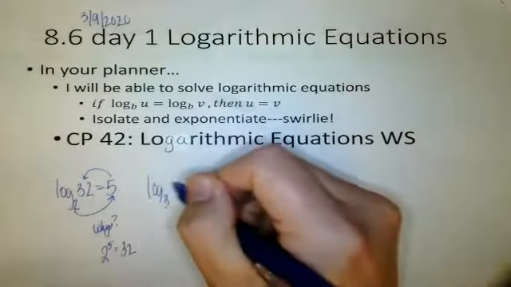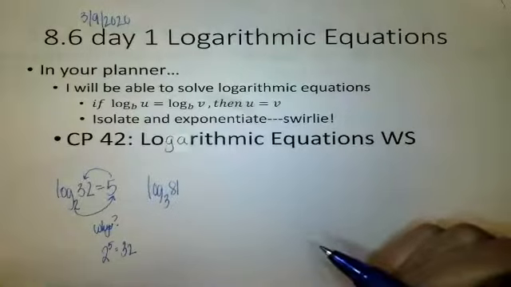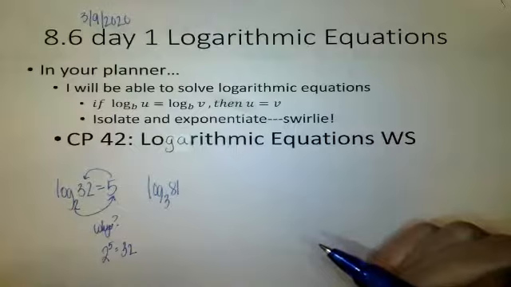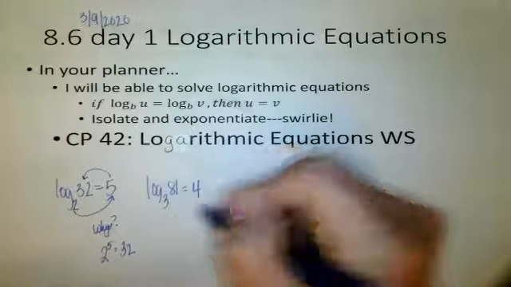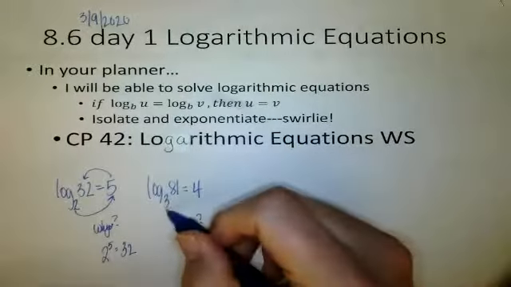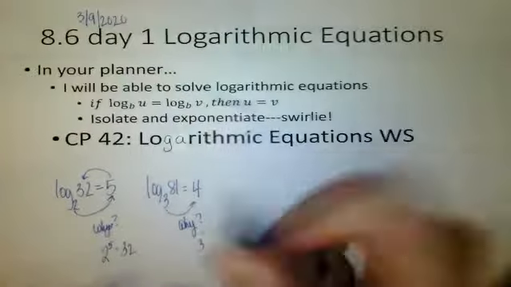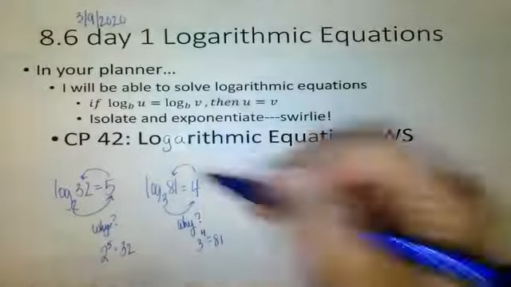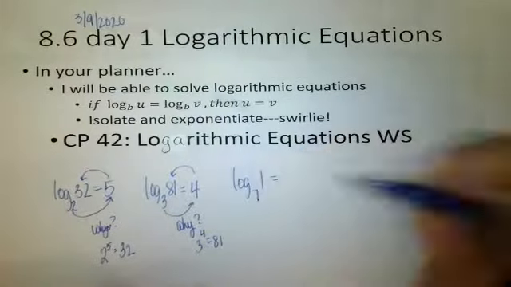What about log base 3 of 81? What does that equal? Oh, 4. 4 is correct. Why? 3 to the 4th, whoops, that's not written correctly. 3 to the 4th power equals 81. Very good. All right. Ladies and gentlemen, what is log base 7 of 1 equal to?